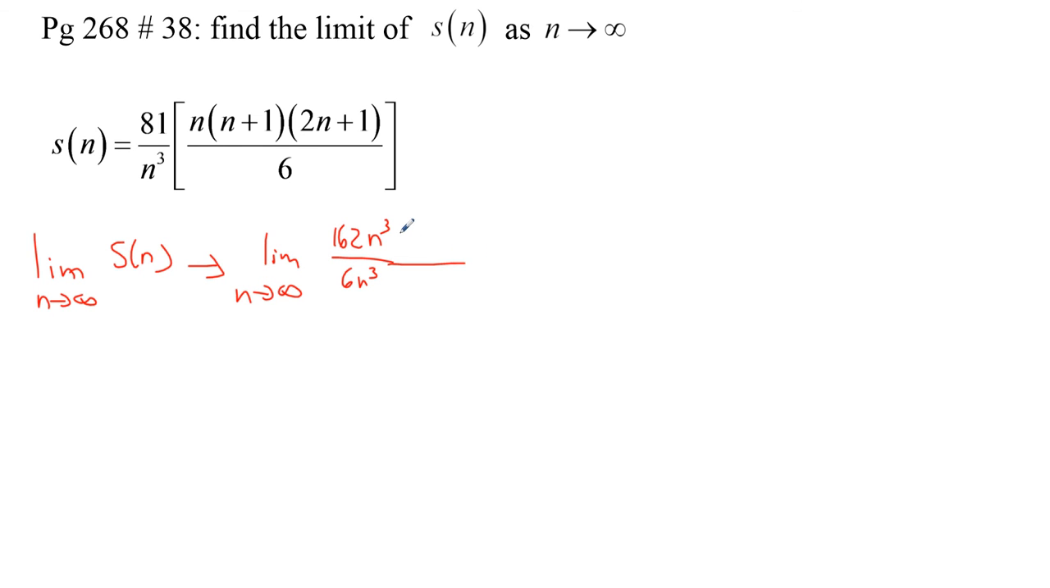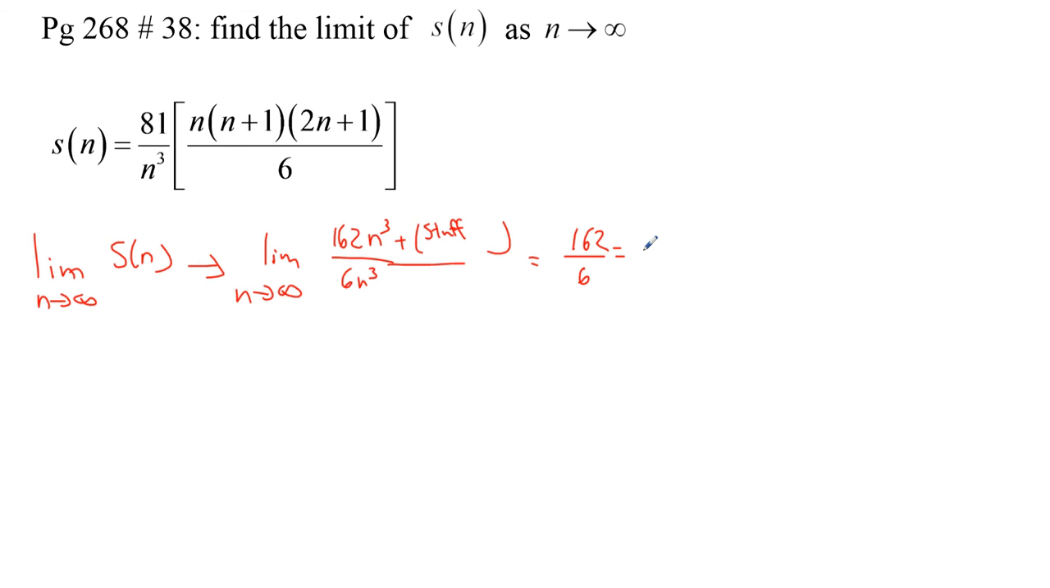Now again, I know there's more stuff here. But in the context of a limit, the only ones that matter are the coefficients of the highest degree terms. And so this limit is going to be 162 over 6. And I'm not sure if 162 goes into 6 evenly. So let me grab my calculator here.